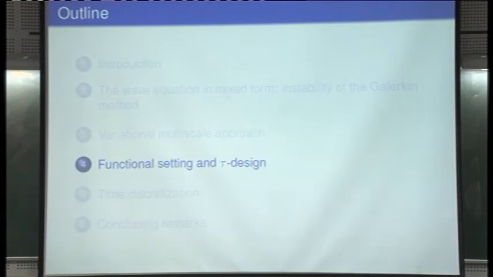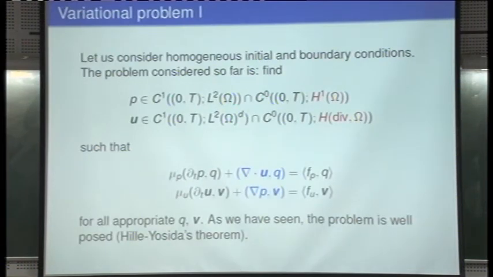Okay, functional setting and tau design. Which is the functional setting? We have seen variational, what we will call here variational problem one, which is this one, H1 H-div. This is not possible for the Darcy problem, but is possible for the wave equation. That's it, okay? So velocities in H-div, pressures in H1, okay? That wouldn't be a well-posed problem for the steady-state case, so if we don't have the time derivative, that wouldn't be well-posed, but the problem is well-posed because of Hille-Yosida's theorem.